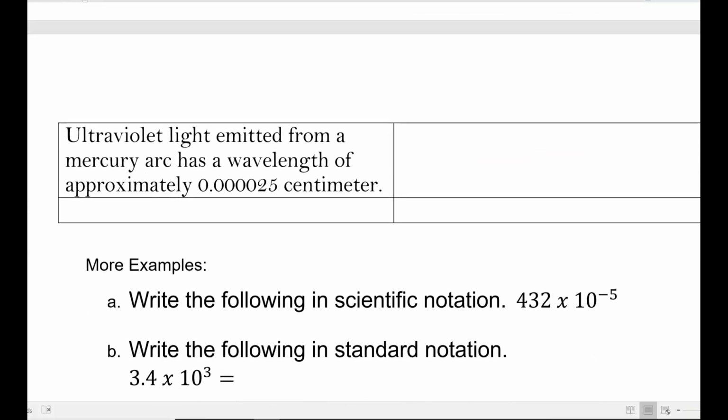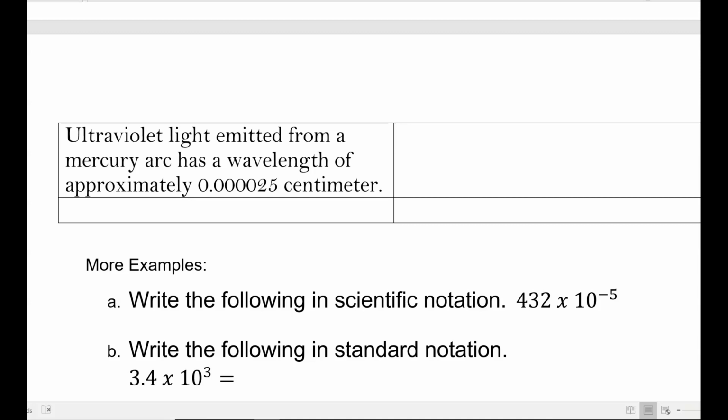Ultraviolet light emitted from a mercury arc has a wavelength of approximately 0.000025 centimeter. So, do you consider that to be a very large number or a very small number? So, it's definitely a very small number. It's not even 1 centimeter yet, right? So, we're going to write this in scientific notation.